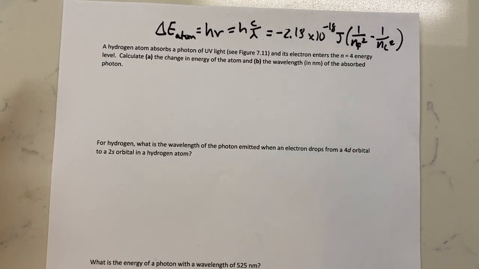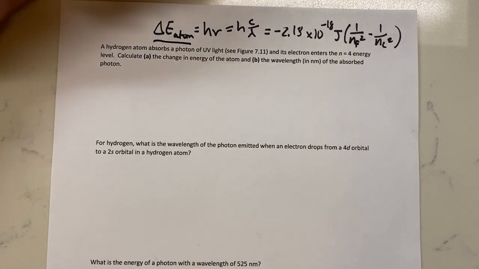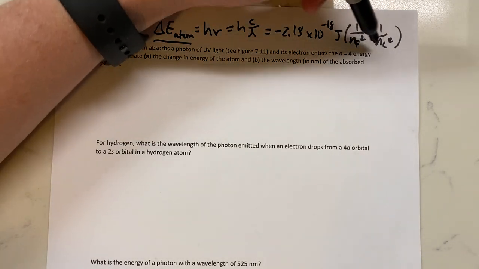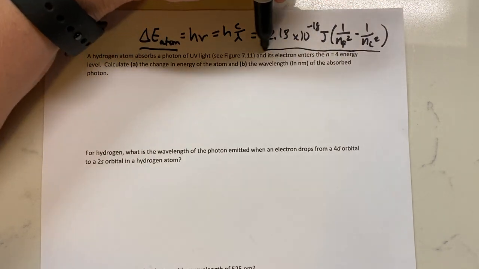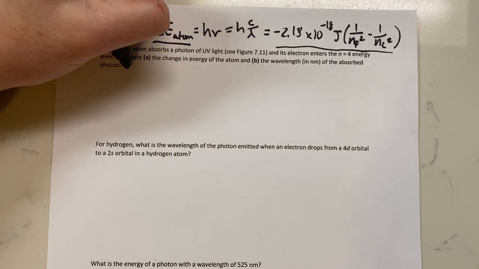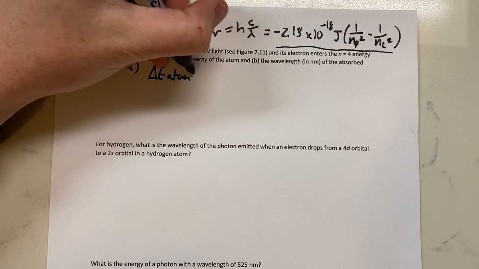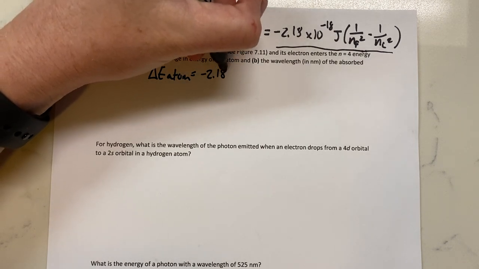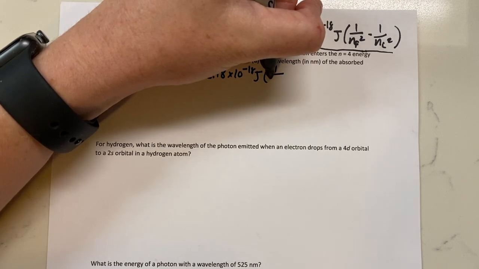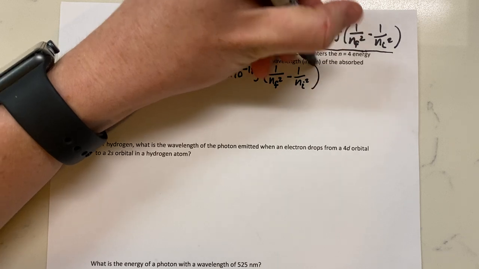Okay, let's see what information we have. It said change in energy of the atom, that's over here, and it says enters the n equals 4. Hey, we got some n information over here. Those are the two parts of the equation that you'll be using for this one. So let's write it down for the first part, A. Delta E atom equals negative 2.18 times 10 to the negative 18 joules times 1 over n final squared minus 1 over n initial squared.